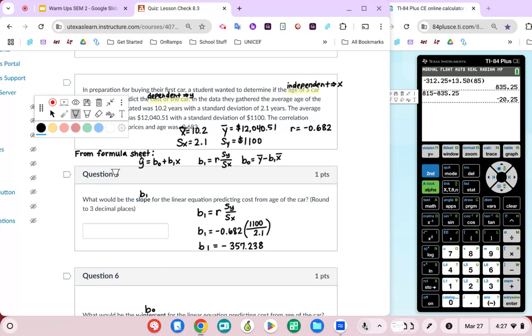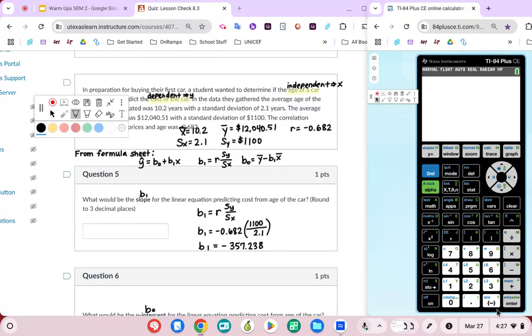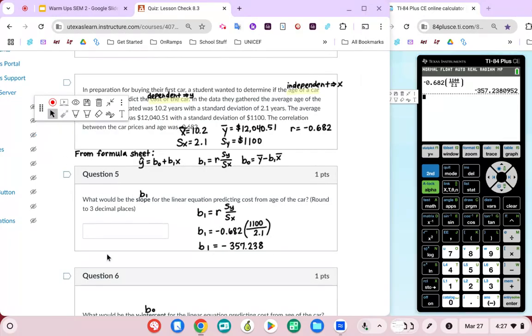Okay, so anyway, take that R value. The standard deviation of the y was 1100, and then the standard deviation of x was 2.1. So we're going to calculate that, negative 0.682. I like to use a parenthesis and then fraction button. We have 1100 on the top, and then 2.1 on the bottom. So I'm typing it in, and that is where I got my slope to be negative 357.238. And it does say it wants 3 decimal places.